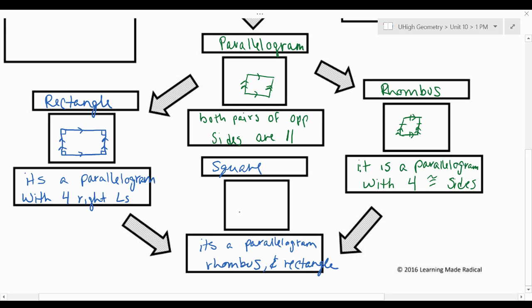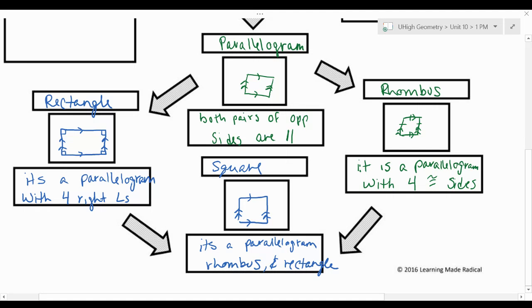So when we're drawing this image, we have to be careful because we have to make sure it follows all of those. So first, it's a parallelogram, so opposite sides have to be parallel. And 4 right angles to be a rectangle. And 4 congruent sides to be a rhombus.